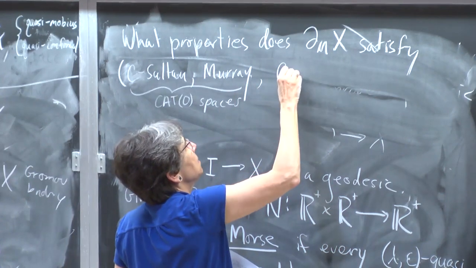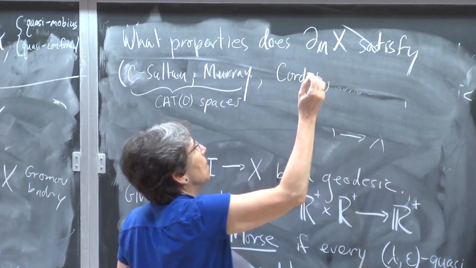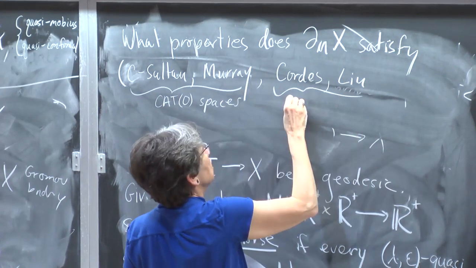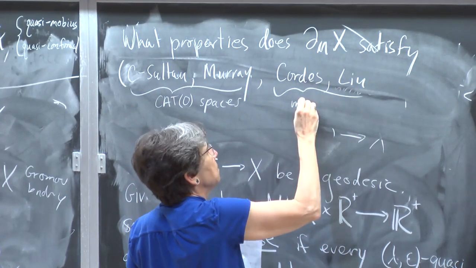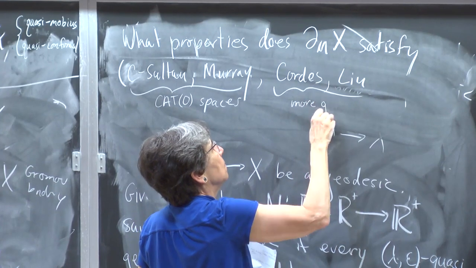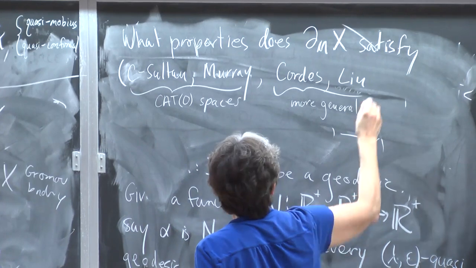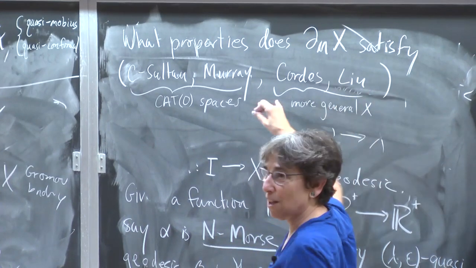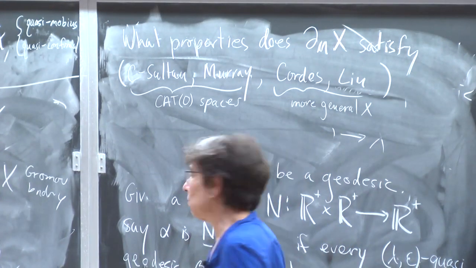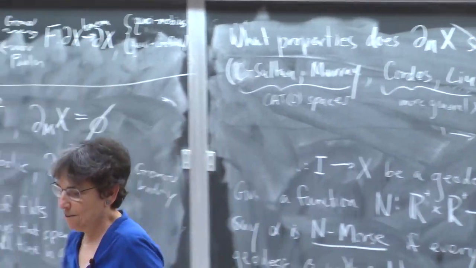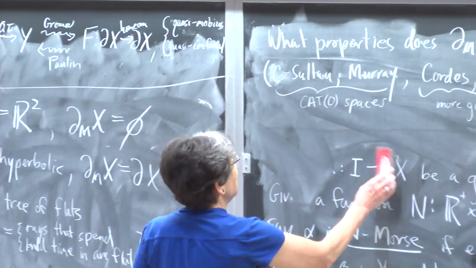Then Matt Cordes and a current student of mine, Ching Yu, they did the generalization to more general spaces, really to any X or any group G. They completely generalized from the CAT(0) to the general case. Okay, so let me list, and that'll be the end. We're just about there.